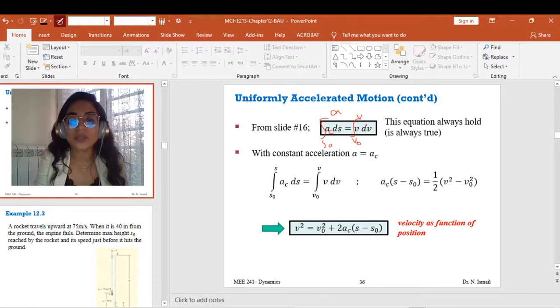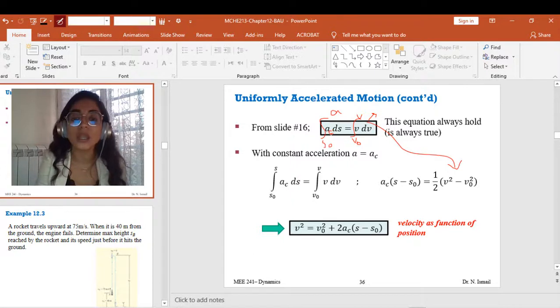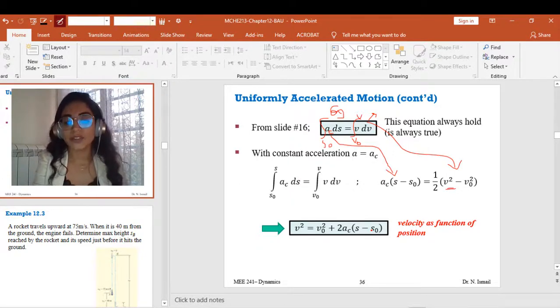Now, what is the integration of this one? It is v squared over 2 between v0 and v, which means this term. Alright, now what is the integration of this one? Since ac is constant, this is the case of uniformly accelerated motion, so I can remove this ac from the integration, and then this term will be ac s, sorry, s minus s0, which is this one. Then, guys, I can say that v squared is equal to v0 squared plus 2 ac (s minus s0), and I'm sure you also knew this equation from the projectile motion, right? So this is the velocity as a function of position.